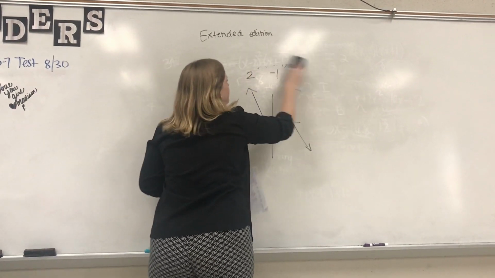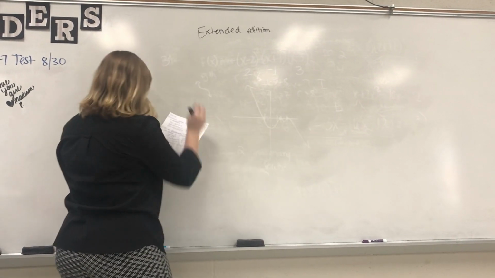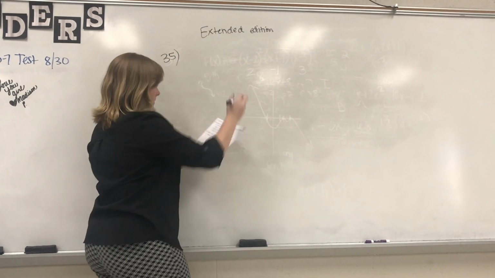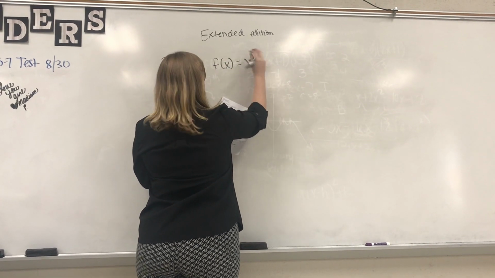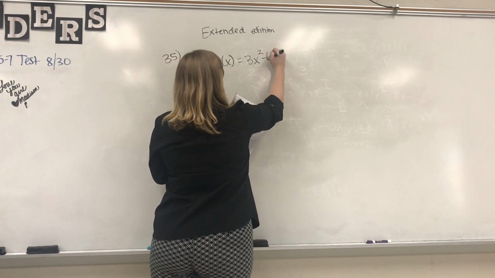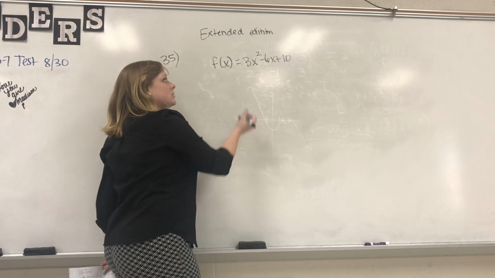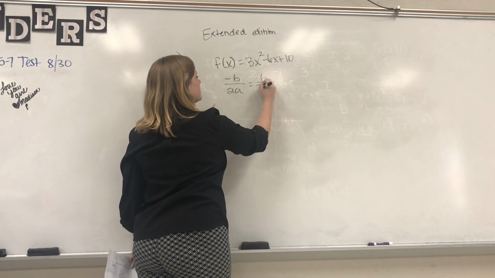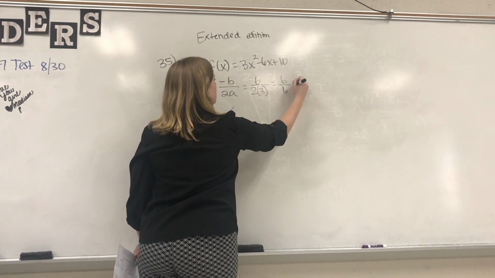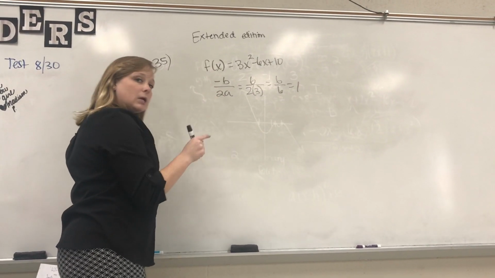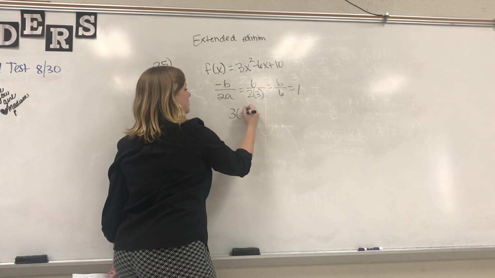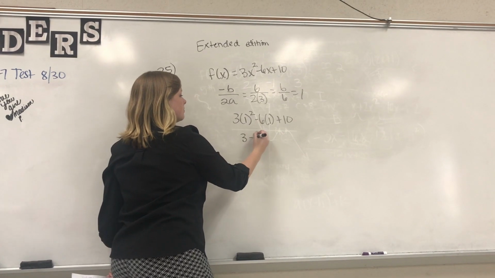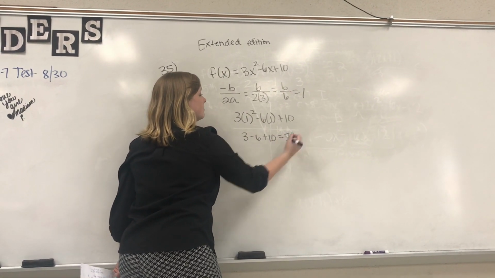35. You're going to have a vertex question. It's going to ask you to put an equation in vertex form. So let's say I got this equation: 3x squared minus 6x plus 10. I always start with the opposite of b divided by 2a. So opposite of negative 6 is 6 divided by 2 times 3. I get 1. Remember, you take 1, you plug it all the way back in for x. 1 squared times 3 is 3, minus 6 plus 10 gives me 7.